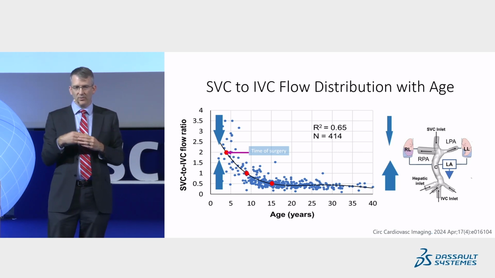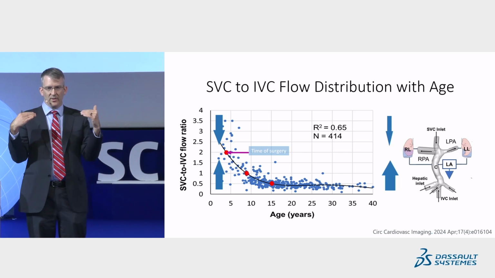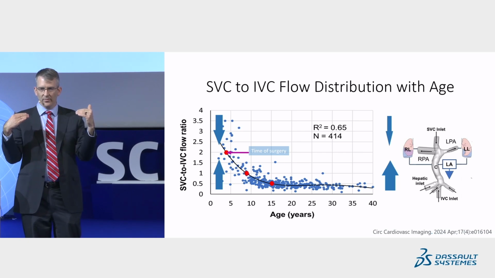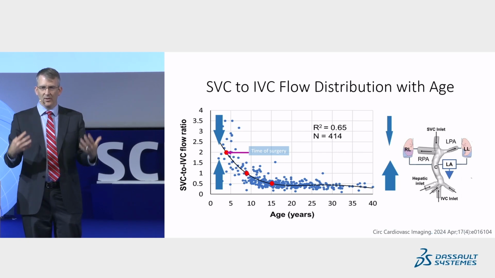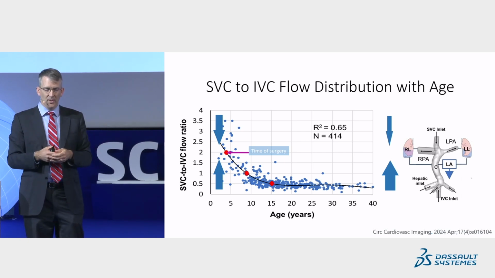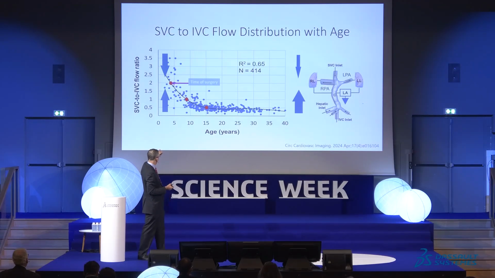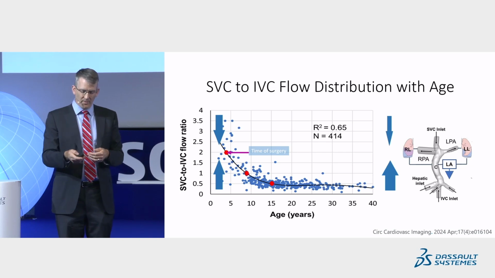At the age you get your Fontan, you actually have twice as much venous return from your upper body because it's bigger. And then as you age, your lower body grows in proportion. And so at the age of 8, you actually have equal venous return. And by the time you're a teenager, you actually have twice as much venous return from your lower body as you do from your upper body.